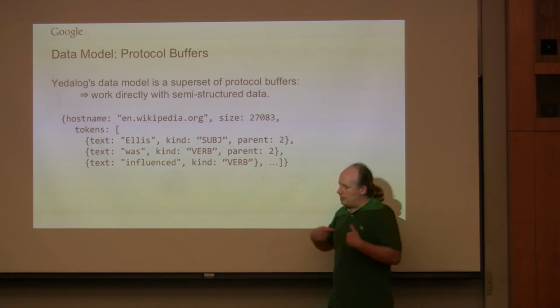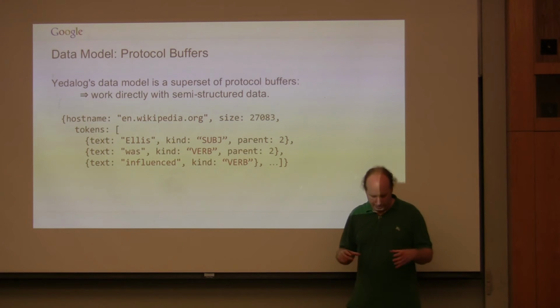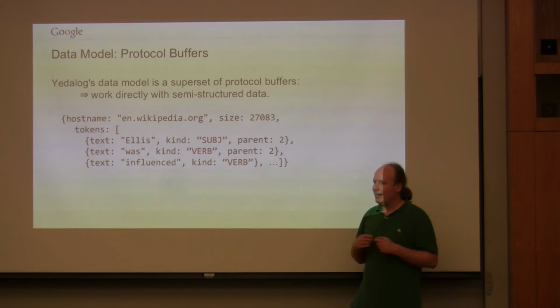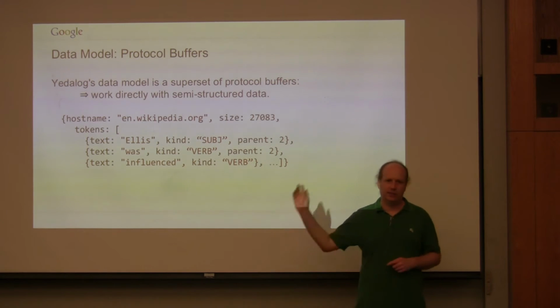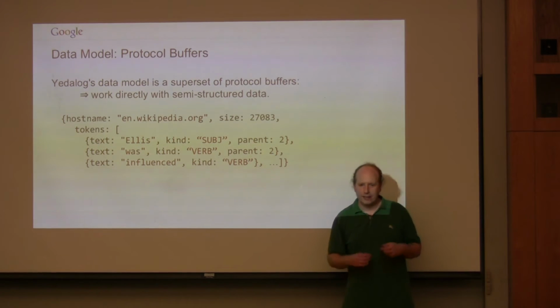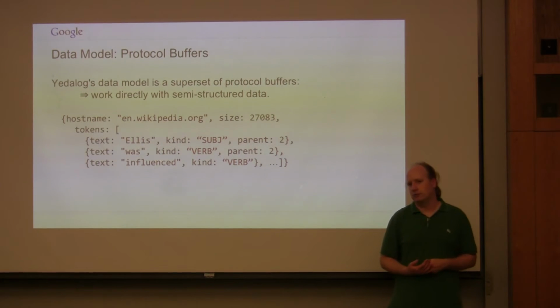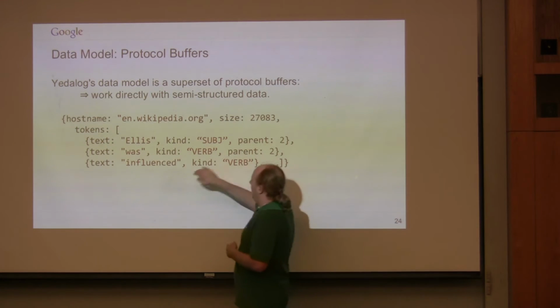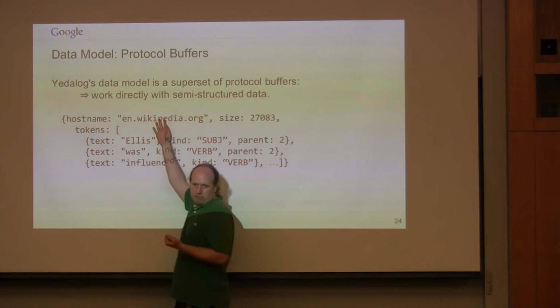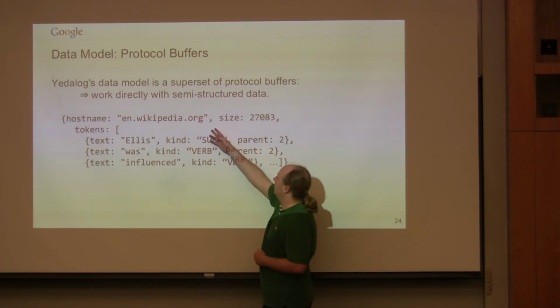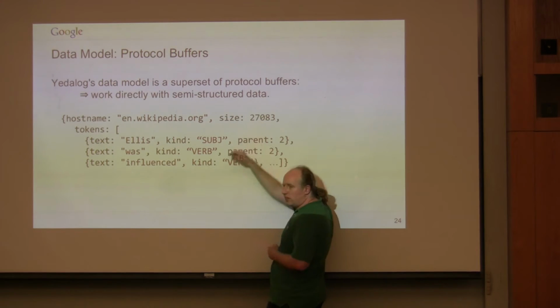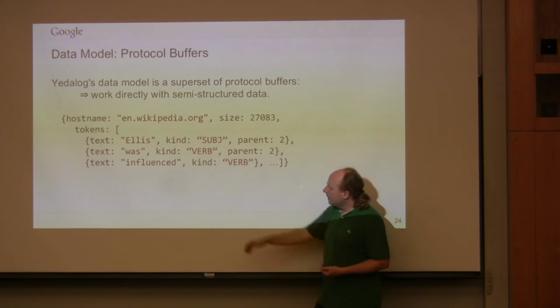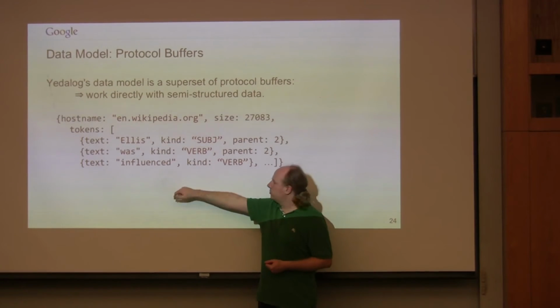As said, in Yedalog we map our data structures directly onto the capabilities of this, because internally every single piece of data at Google is essentially expressed as a protocol buffer. This is the thing you have to be able to write internally if you want to do something. So how is our web page going to be represented? We're going to have a record with a host name, the source our data came from, perhaps the size of the document we've retrieved, and then we're going to have the tokens of the parts.